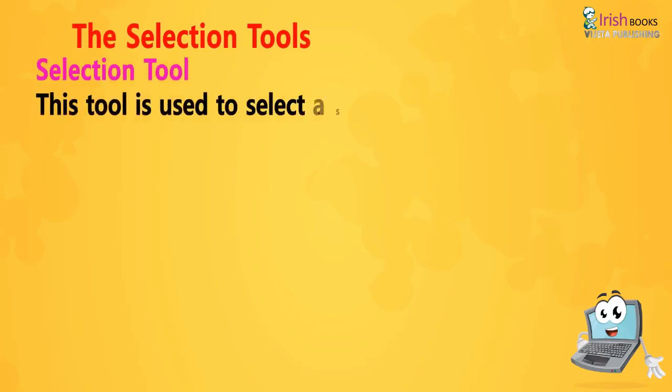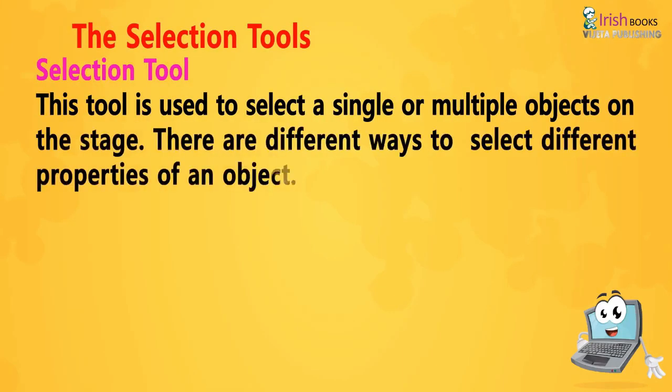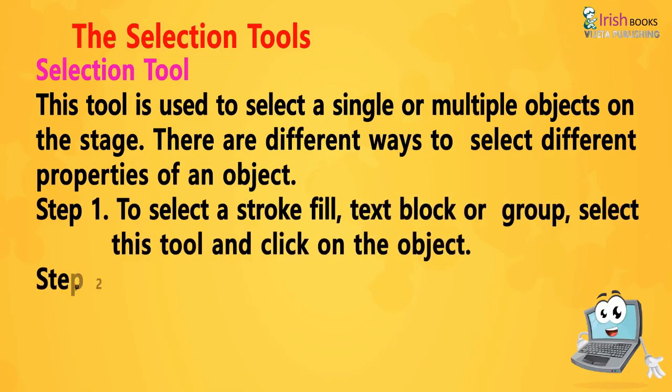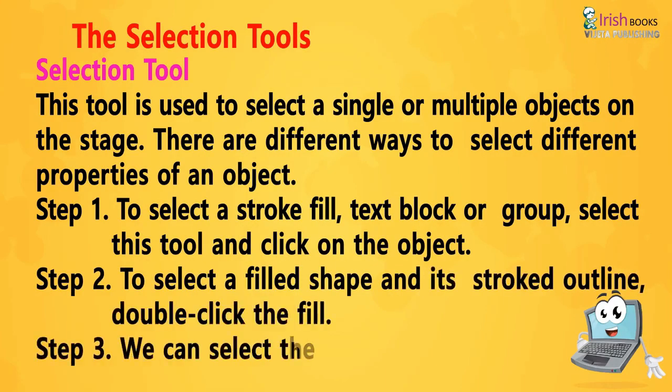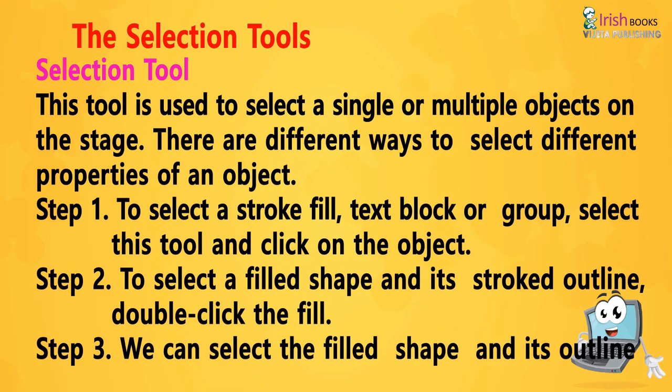The selection tools. Selection tool. This tool is used to select a single or multiple objects on the stage. There are different ways to select different properties of an object. Step 1. To select a stroke, fill, text, block or group, select this tool and click on the object. Step 2. To select a filled shape and its stroked outline, double-click the fill.